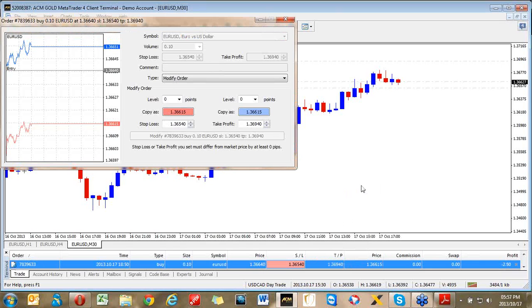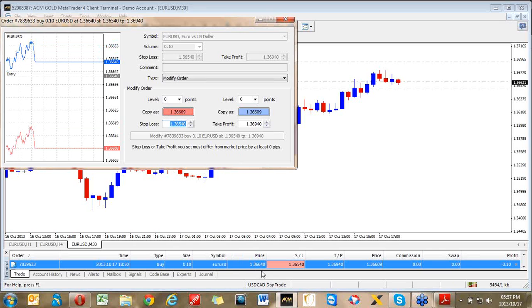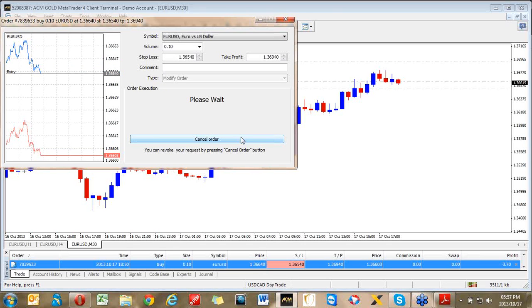So in other words, I can say, right, instead of putting my stop loss at 10, I'm going to put my stop loss at 20. All right. So I highlight there. What is my price? 3664. So if I drop it by 20, it'll be 3644. Correct. 1.36440. Okay. And I click it.